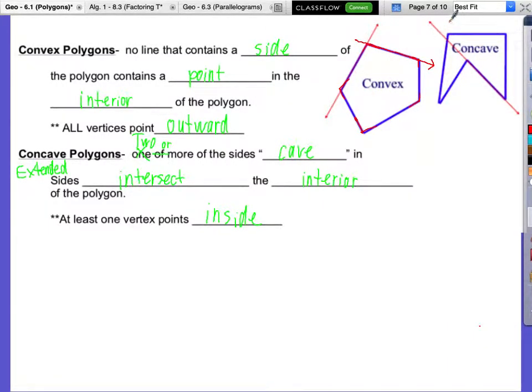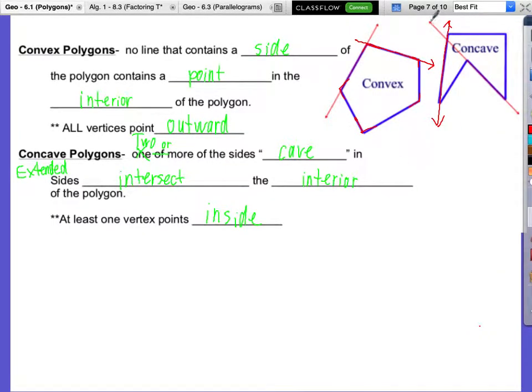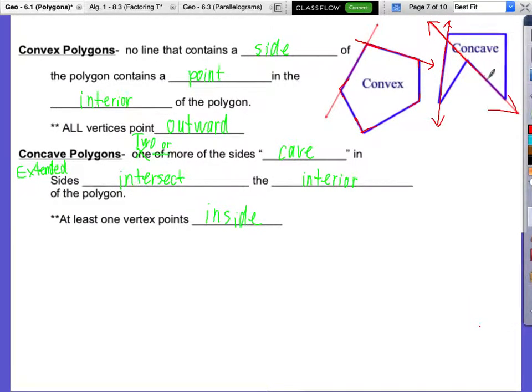So here, if I extend this side, that's no worries. But if I extend this side, then it goes through this right here. It goes through the shape, through the polygon right here. So it's considered a concave polygon, because if we extend this line, it goes inside. Whereas none of them did that over here. At least two of them do it over here, where they go inside, and that's not okay for it to be convex, so it's automatically concave.